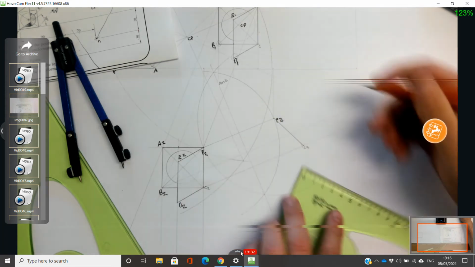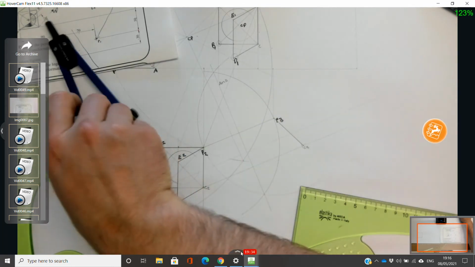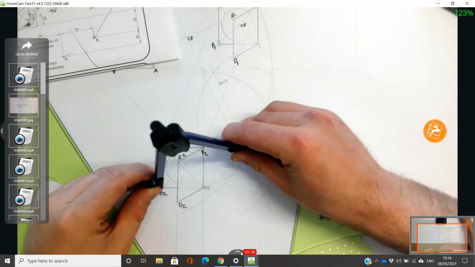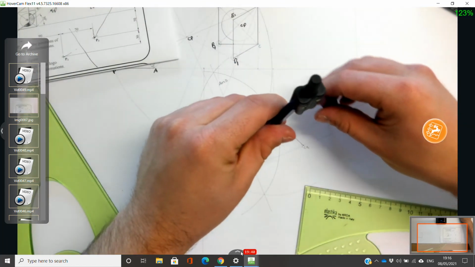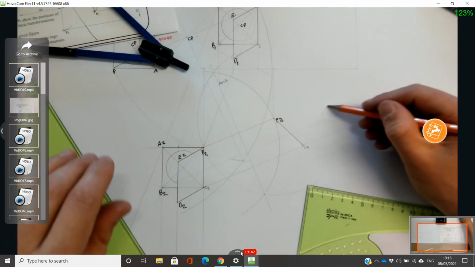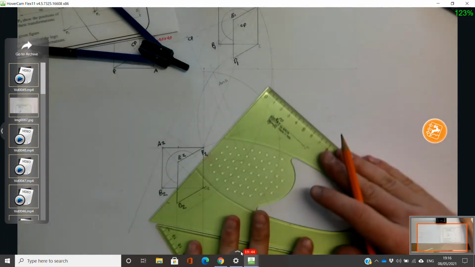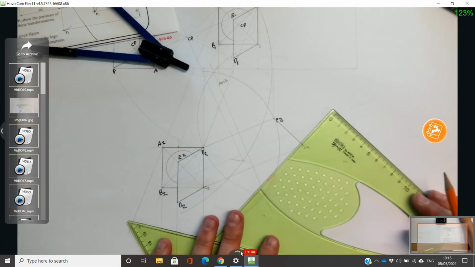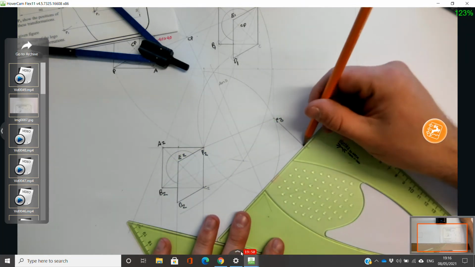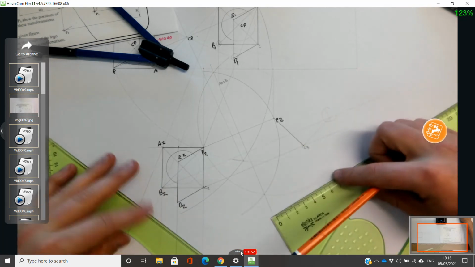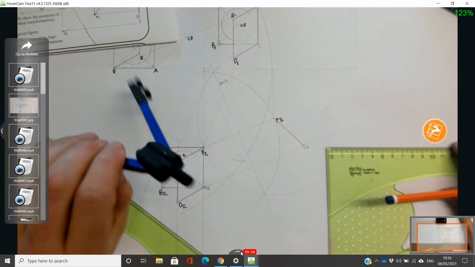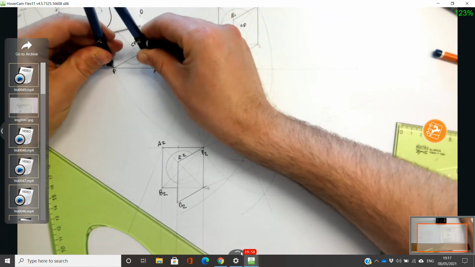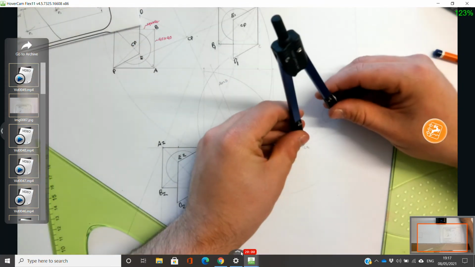Now, B2 should be somewhere along here. So it should be somewhere in this area. But remember, it's got to be at a right angle to P3 to C3. It's got to be at a right angle, and it's got to be 40 millimeters long. So you can set your compass then to 40 again. Swing from C3.